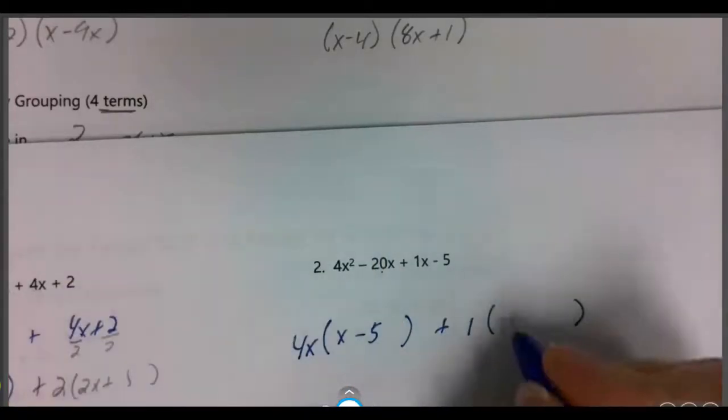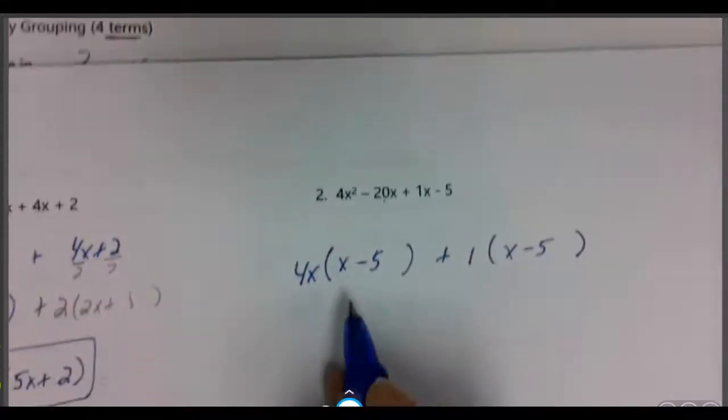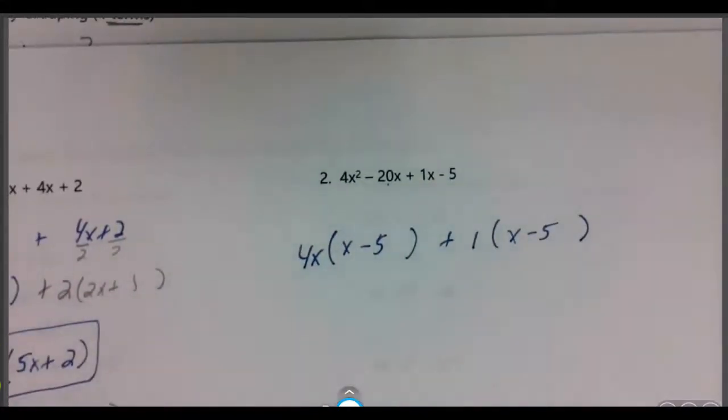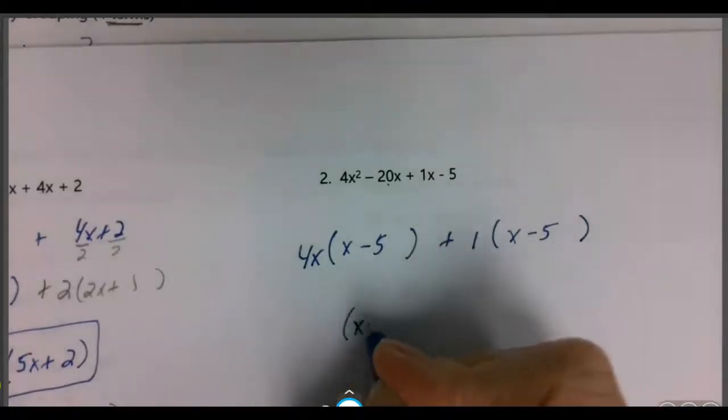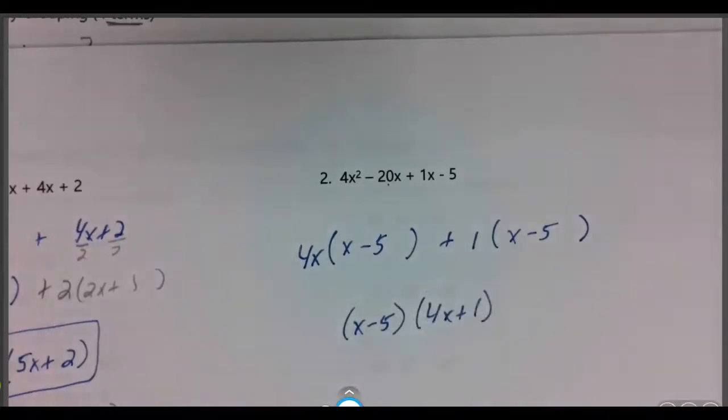So if I divide by 1, don't I just get x minus 5? And look, it's the same thing in parentheses. Ta-da! That means that's our greatest common factor. What do I have left? 4x plus 1. Yes? Questions?